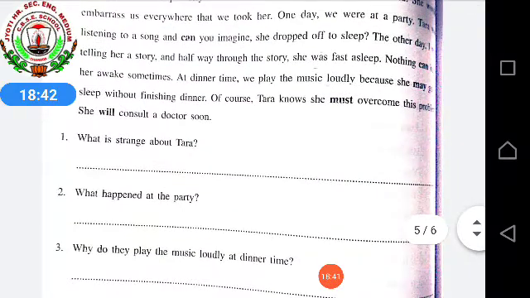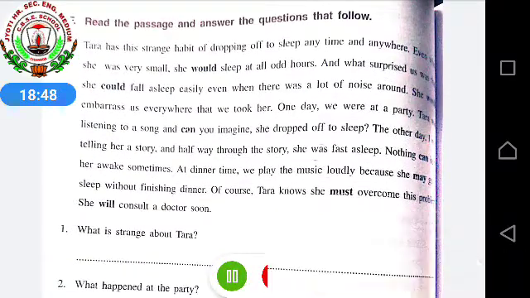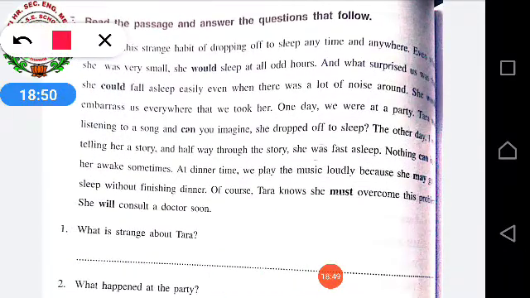Second question, what happened at the party? At the party, this answer is also given over here. At the party, Tara was listening to a song. In which line is it given? First line? No. Second? No. Third? No. Fifth line you see. Tara was listening to a song and she dropped off to sleep. Okay, full stop will be there.